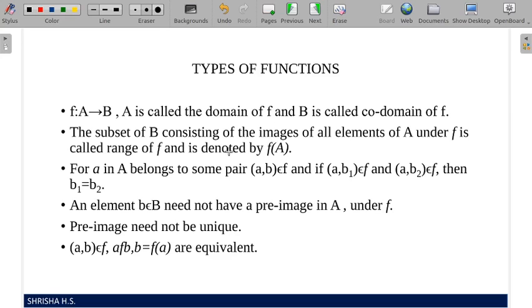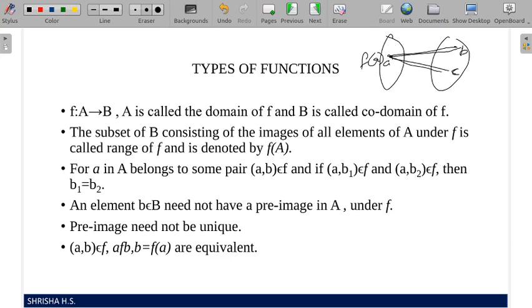Next one. If some element a comma b belongs to the function, and also a comma b1 and a comma b2 both belong to the function, then b1 equal to b2. What it is exactly saying is, in a function you cannot have two images. Suppose you have here one image b, c, you cannot have something like this. When you apply a function f of a, you get a unique value, so there should be a unique mapping.